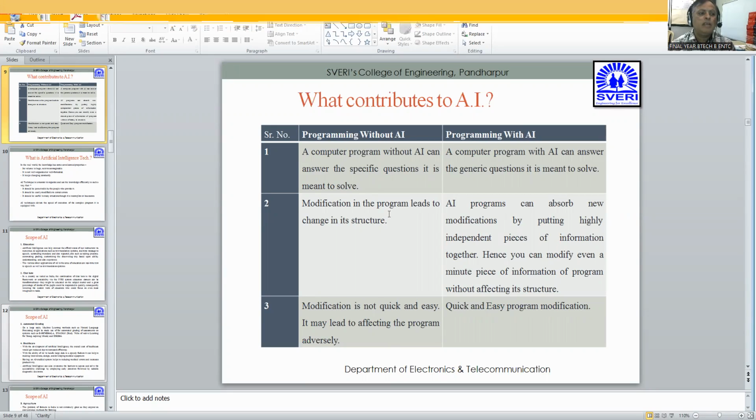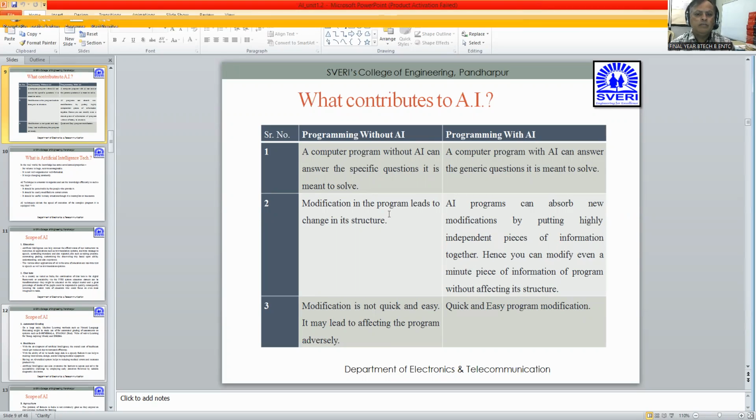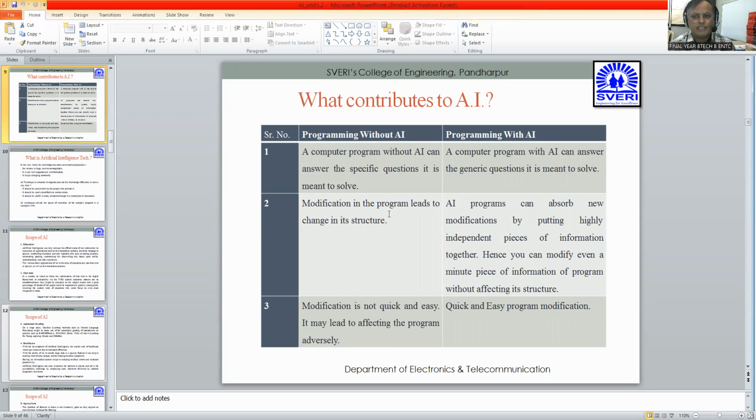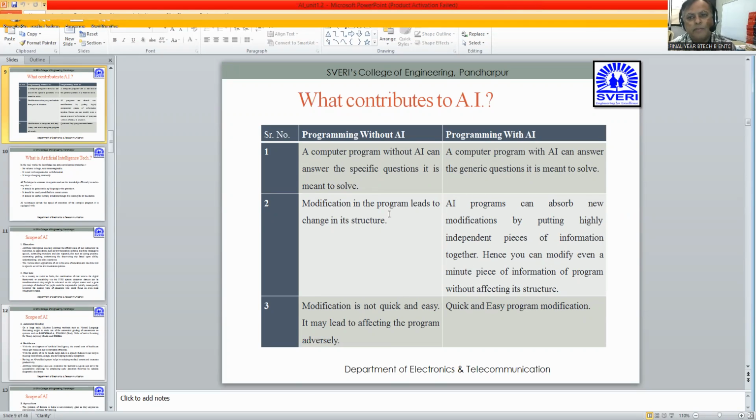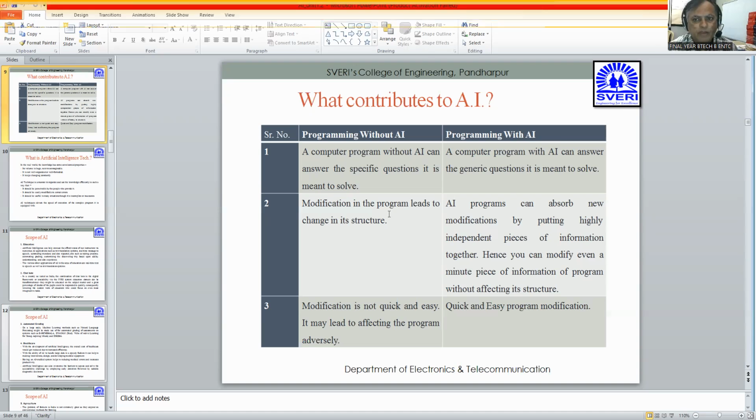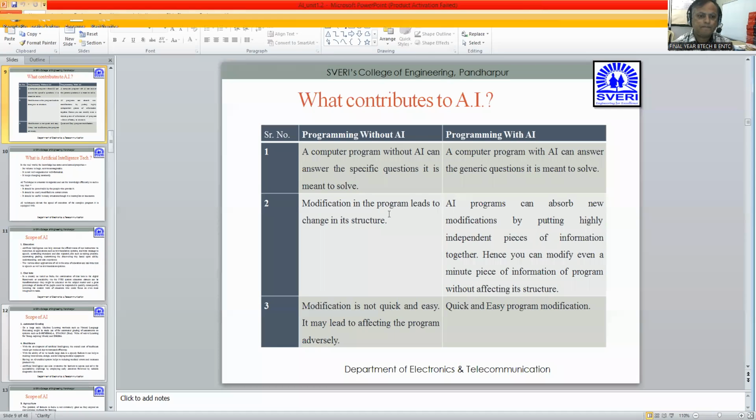So this is what the AI contribution is in programming. The element of AI is added into programming and the programming becomes different. That is what it says.